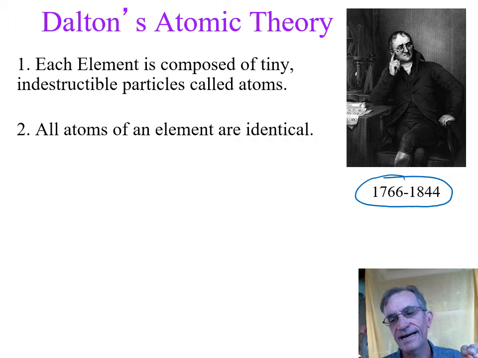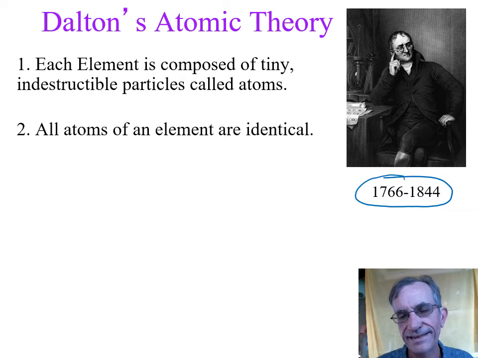Second part of his theory, he said, not only that, all atoms of an element are identical. So every carbon atom is just like every other carbon atom. Every oxygen atom is just like every other oxygen atom. Now, it turns out that's not 100% true. We're going to see that there's something not quite right about that statement, but it's pretty close to true. Every atom of an element is identical.